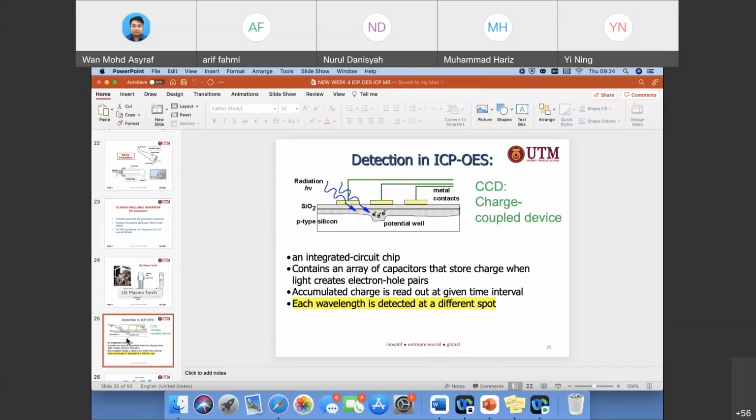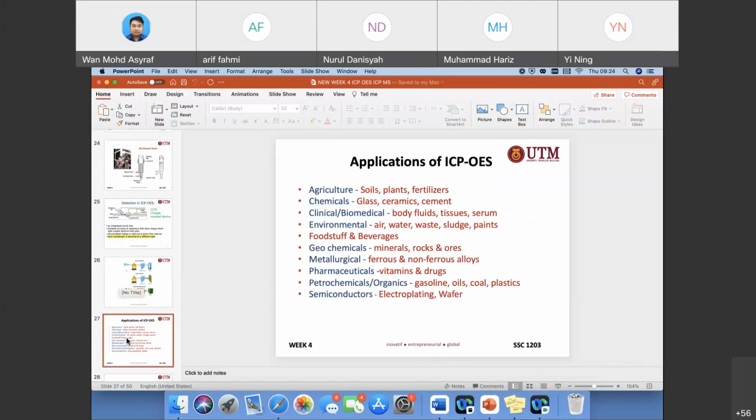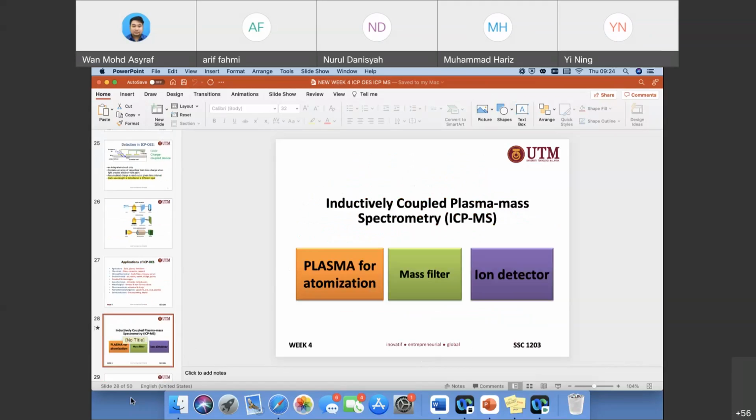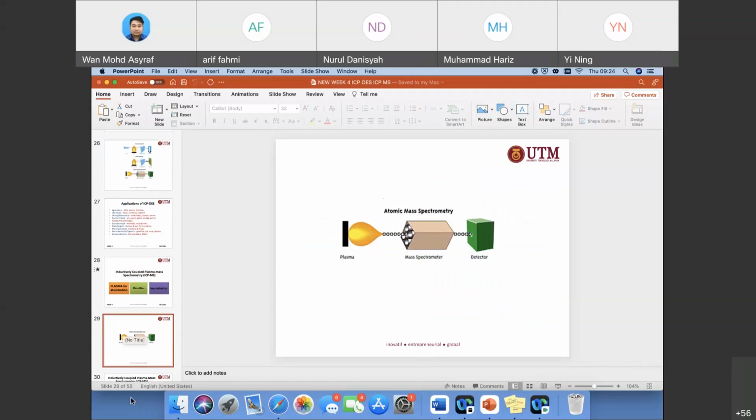So it's using CCD, charge coupled device. So you need to know how it is detected. All right. Okay, the application of ICP-OES, and then we have also looked into the last part, which is plasma mass spectrometry. So basically, when we are talking about mass spectrometry, the separation, or the identification, is going to be based on the mass of the ions.